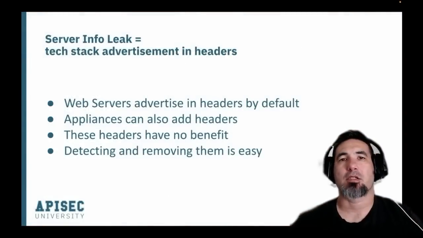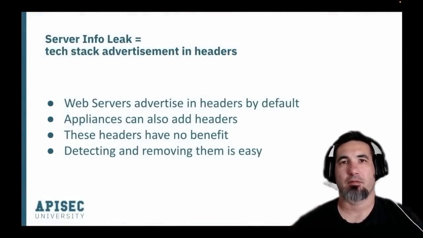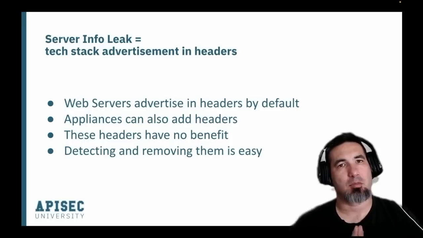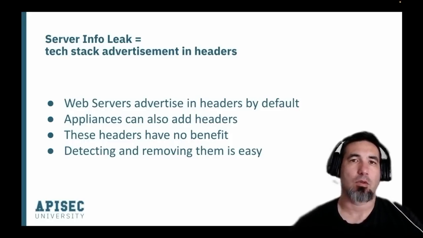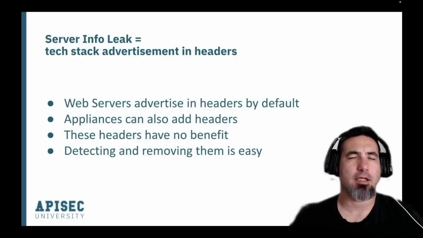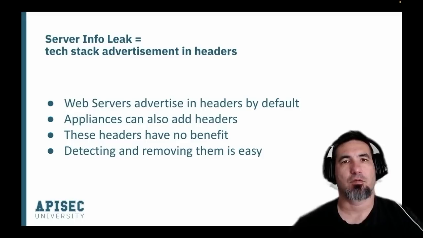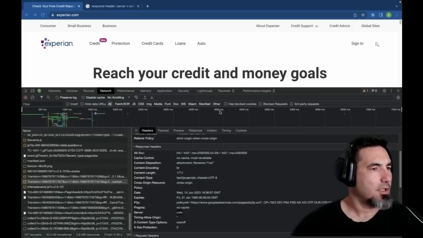A server information leak is anything that advertises your technology stack to random individuals online or your customers. It will do this through headers sent to any client that makes a request to the API or anything else that goes to the server. Sometimes this can also come from appliances or caching or your cloud provider, anything that sends headers. And these headers are going to be beneficial for somebody to attack you by understanding what technology stack you are on. So here's an example we can look at together.